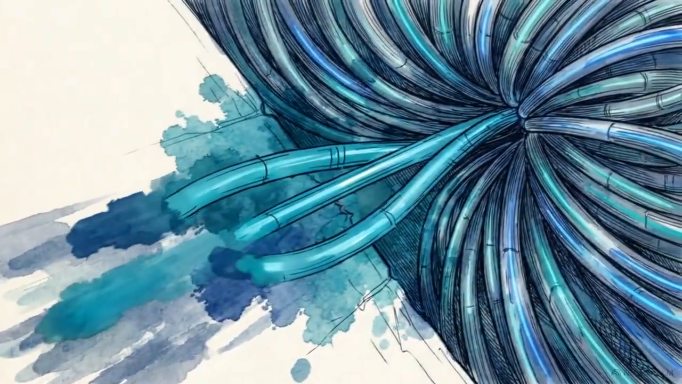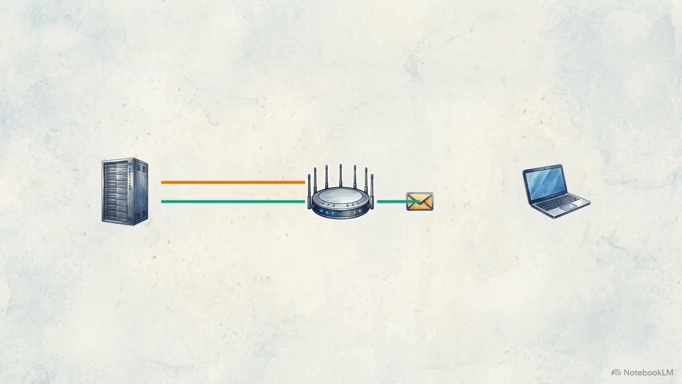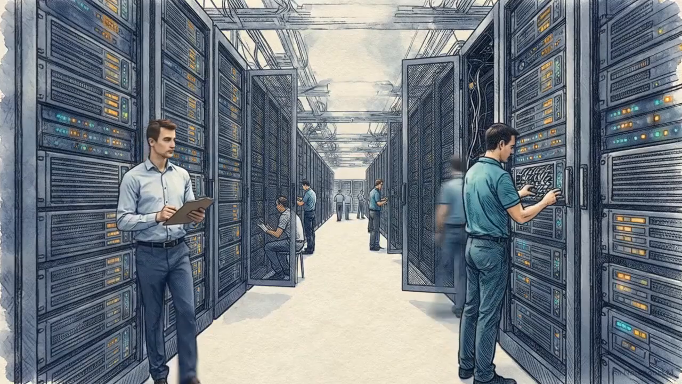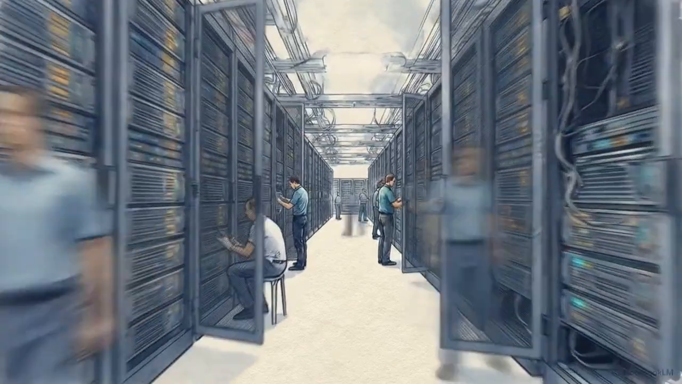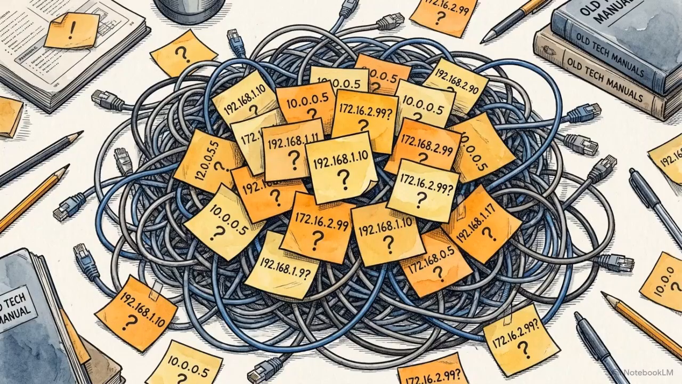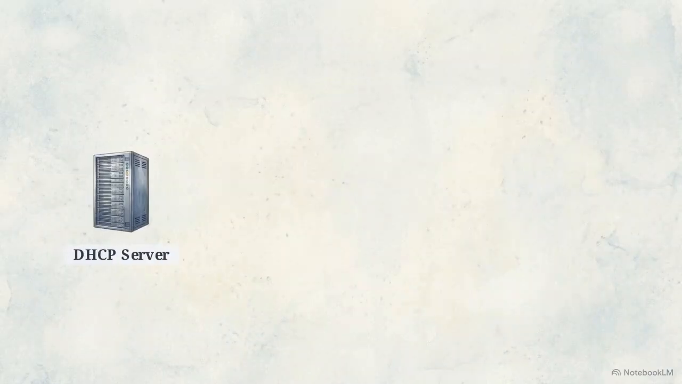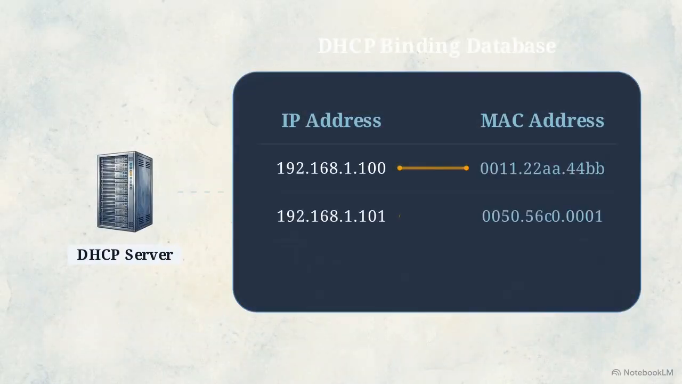The complete architecture is now online. The dynamic client broadcasts its request, the intermediary bridge repacks it for transit, and the central authority delivers the lease. Once a dynamic network like this has been running for a while, keeping track of exactly which piece of physical hardware currently holds which IP address becomes an administrative challenge. To audit the network, you use the show IP DHCP binding command on the central server. This provides a complete log, matching every active leased IP address directly to its corresponding client hardware MAC address.